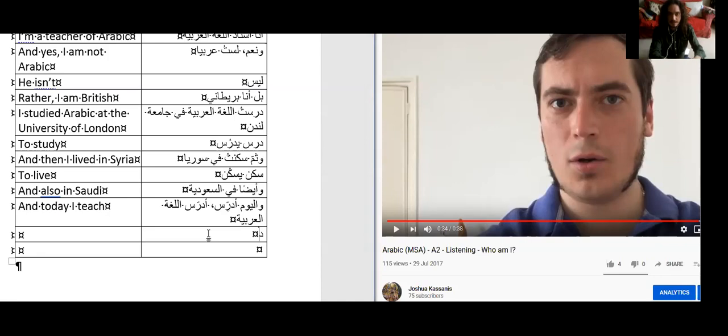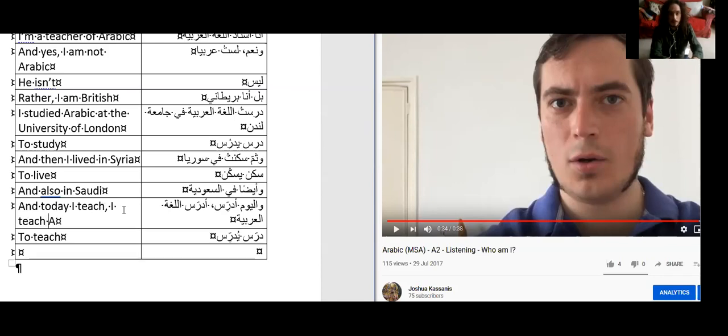So we've seen درس, يدرس, to study. درس, يدرس, which if you learn the verb forms is form 2. يدرس is he taught, he teaches, so to teach. Okay. اليوم أدرس, and today I teach. I teach اللغة العربية, Arabic.